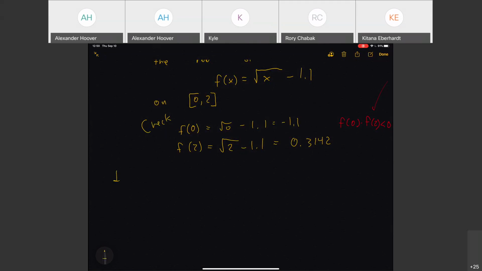Now let's actually get into our first iteration. First things first, let's say that p is equal to 0 plus 2 over 2.